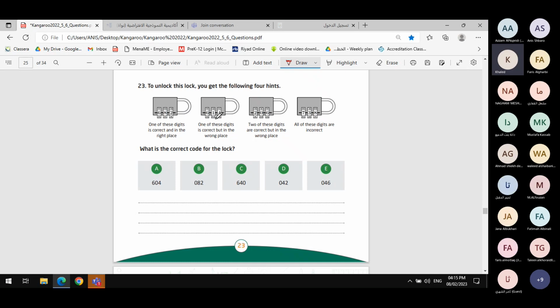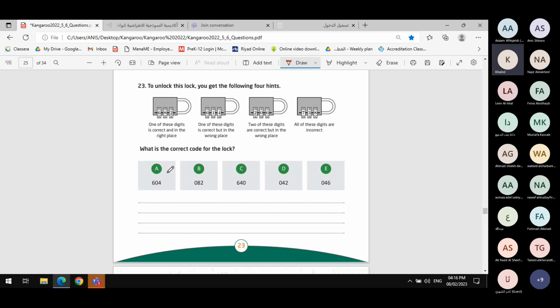See the locks, see each lock and read the hint again. That will help take us to each choice and put it there. We can solve it, by the way. I can show you how, but it needs a lot of time. So trying is easier. Start with A, Khalid.